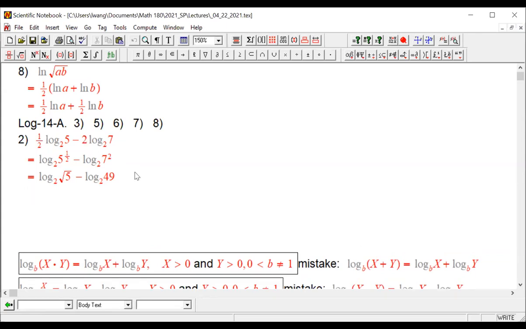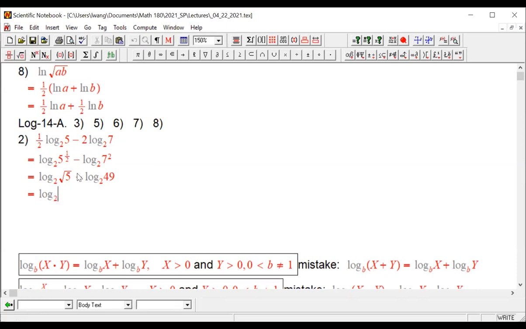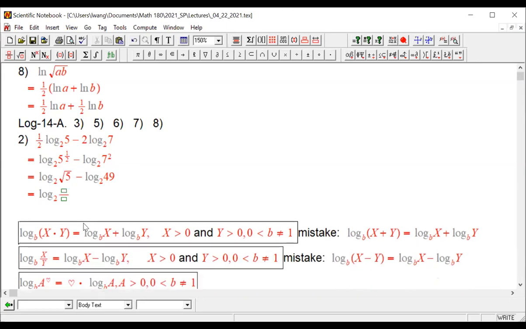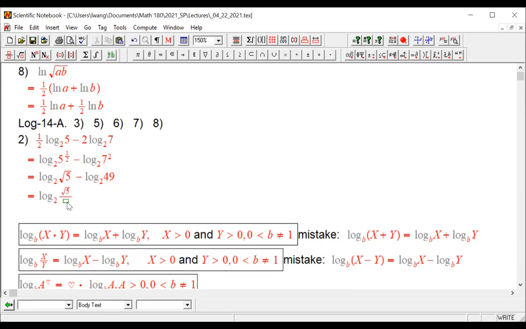And the next step, finally, we can do the quotient rule. Let me put a quotient rule right here. So the square root of 5 is going to be on the top, and the other one, 49, in the bottom. And you're done. Finished.